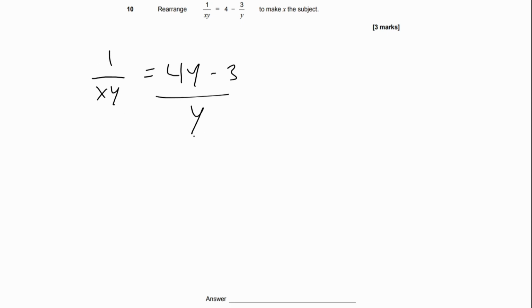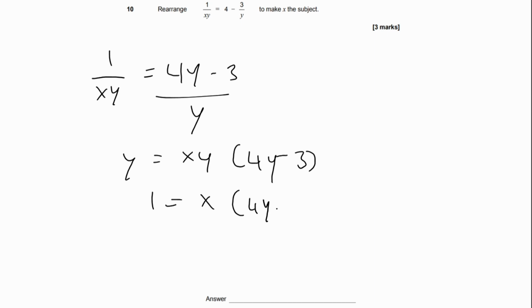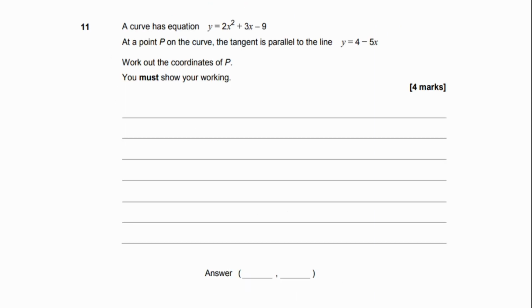You're going to cross multiply to get y equals x times by y, 4y minus 3. You can divide by y both sides to get 1 equals x times by 4y minus 3. You divide by 4y minus 3 both sides to get x equals 1 over 4y minus 3, and that's your answer.